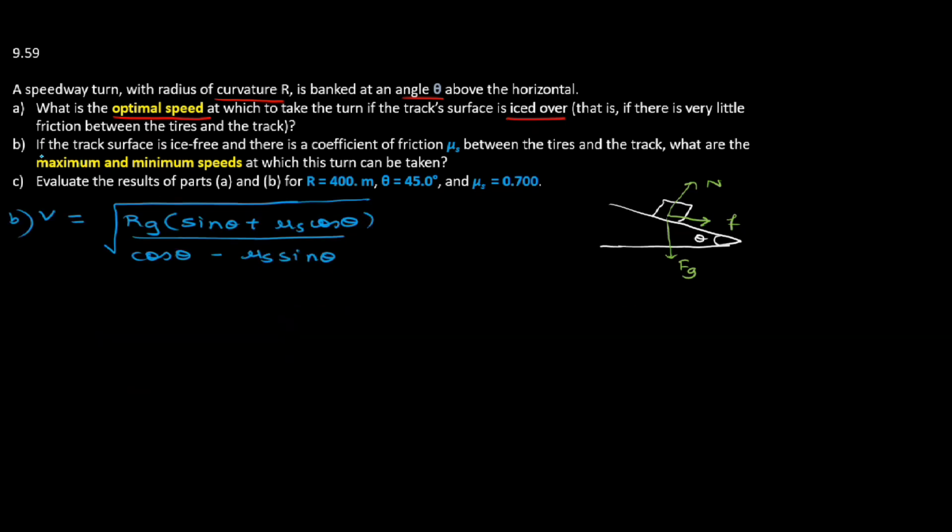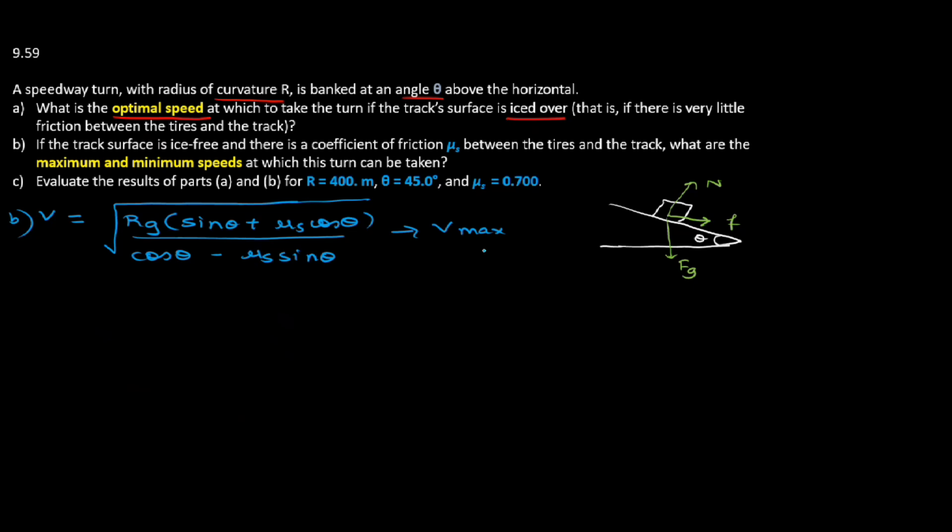Part B of the question is asking you, if the track surface is ice free and there is a coefficient of friction mu s between the tires and the track, what are the maximum and minimum speeds at which this turn can be taken? So now you have the force of friction and the coefficient of friction is mu s. The maximum speed with which you can take the turn is the speed that we have here. We already derived this before. This is the maximum speed with which any car can move in order to safely take a turn around the banked curve.